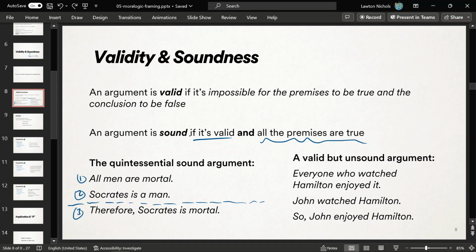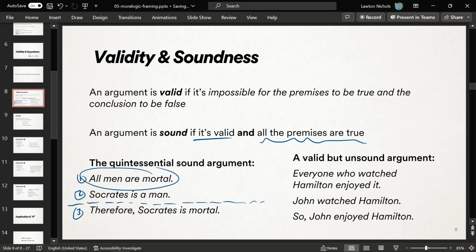So do you see how, first of all, it's valid because, well, all men are mortal, Socrates is a man. Plug him into that, you get that Socrates is mortal. Therefore, Socrates is mortal. So that follows. It's a valid argument. And then it's also sound because the premises are both true.